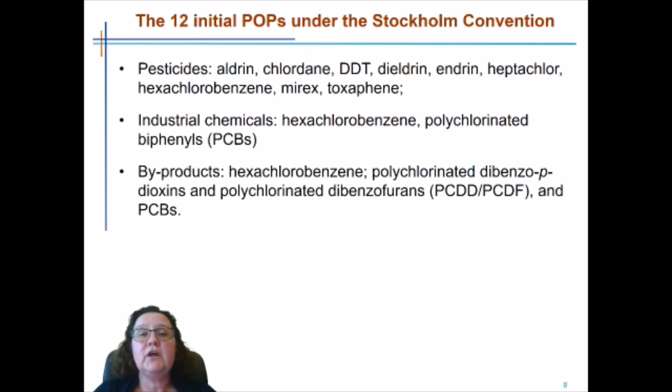These are the 12 initial persistent organic pollutants under the Stockholm Convention, and it covers pesticides, some industrial chemicals, for example PCBs, and also some byproducts, so not intentionally produced but byproducts of industrial reactions, for example some PCBs and PCDDs and PCDFs. Initially, the convention had 12 chemicals, and that was increased a few years later to 16. And at the moment of recording this video, there are another 3 or 4 currently under consideration to be included as part of the convention.